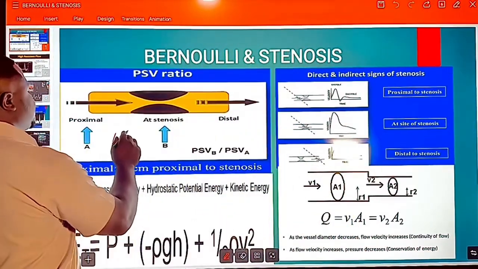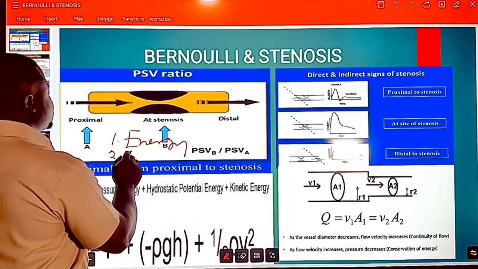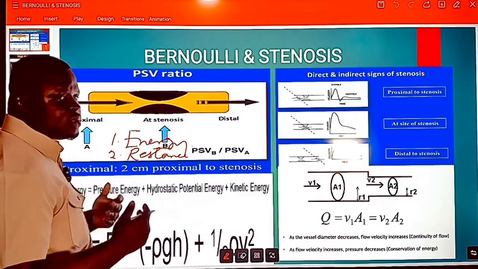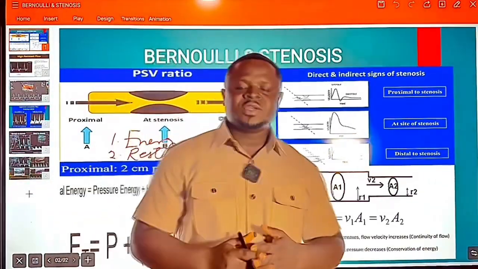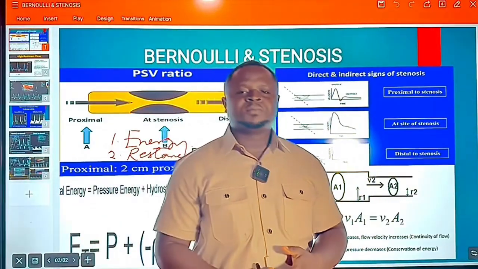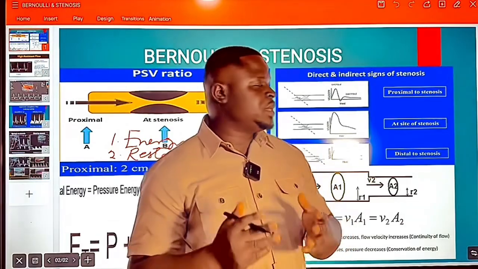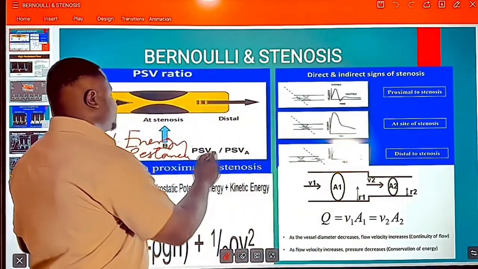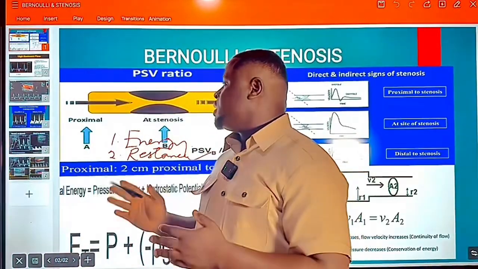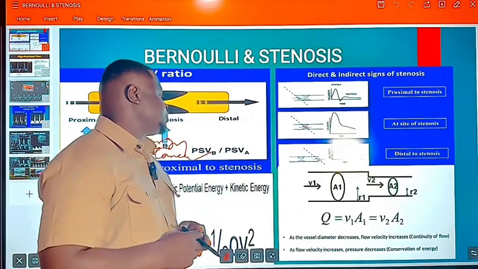One, there should be energy to drive the blood flow, and two, the resistance across the vessel or the vascular system. Daniel Bernoulli explained the concept of energy, and Poiseuille also explained the concept of resistance. Today, we will focus more on Bernoulli's principle and the stenosis. What happens when there is stenosis?